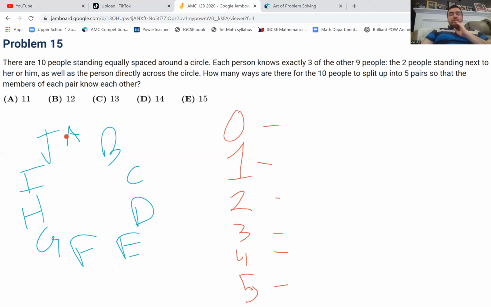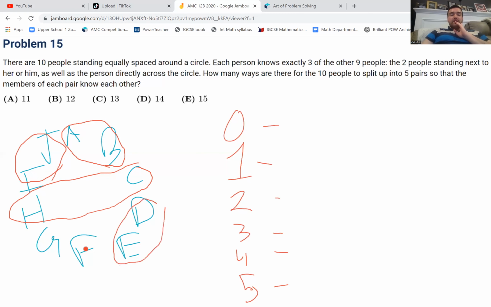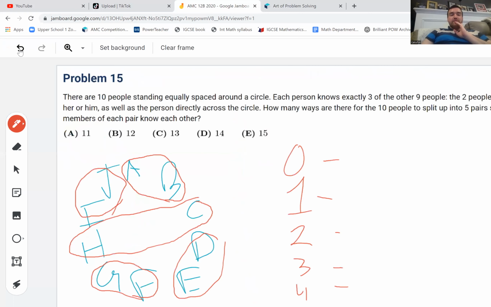Obviously the way you can split the pairs is either with 2 people directly next to each other or 2 people directly across from each other, and those could be possible pairs. One possibility would be this: A with B, J with I, H with C, D with E, and F with G. That's one of the possible pairings, but there are many of them, and the question's asking how many there are.